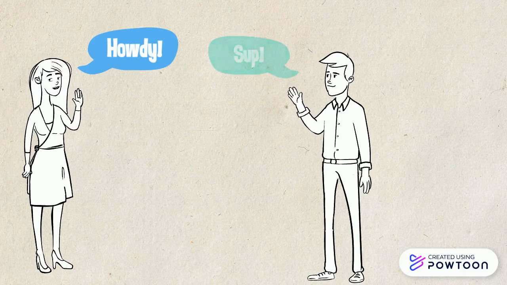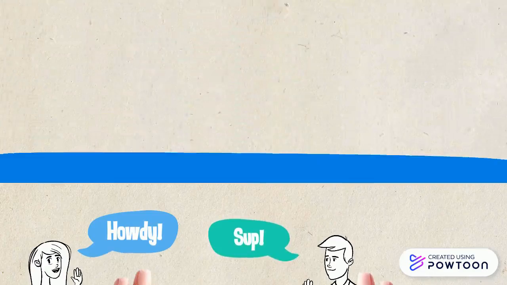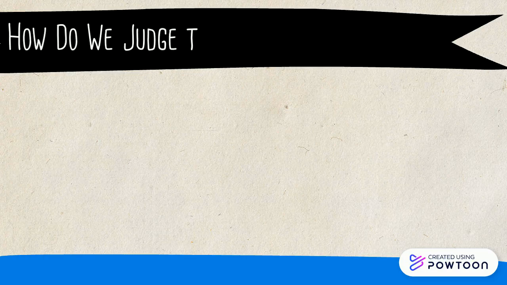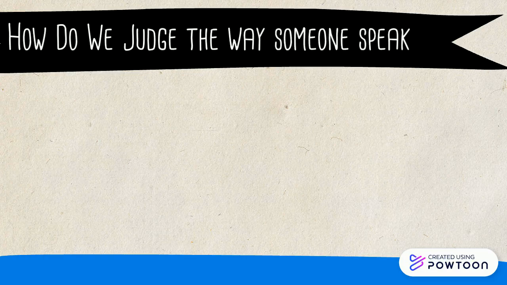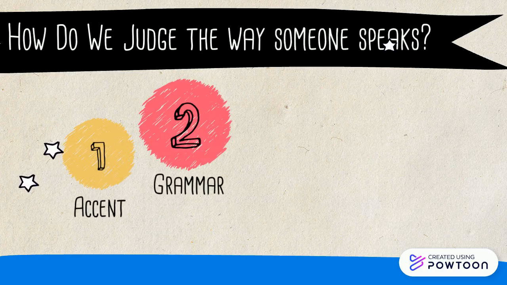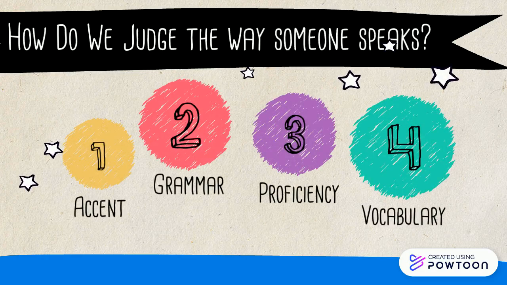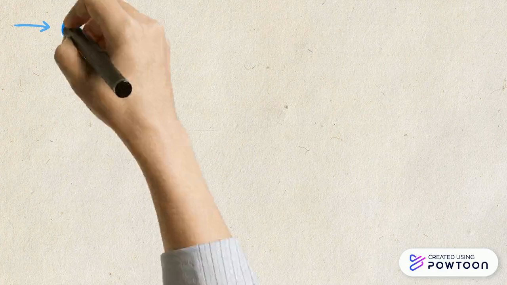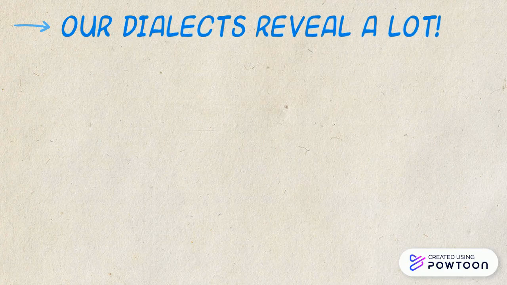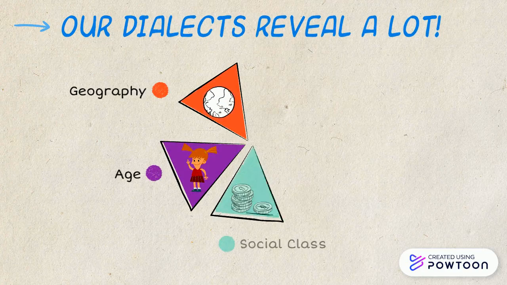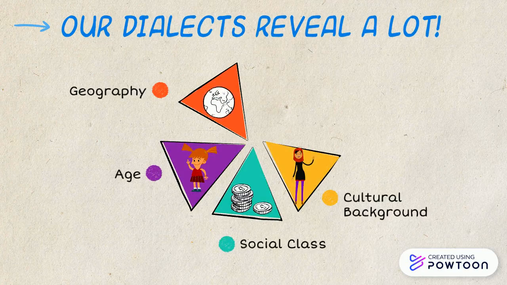Language discrimination is judging a person based on the way that they speak. There are several ways in which we do this. We evaluate how someone speaks by judging their accent, grammar, proficiency, and vocabulary size. Our dialects say a lot about who we are. They can tell others where we're from, how old we are, our social class, our cultural background, and even our race.